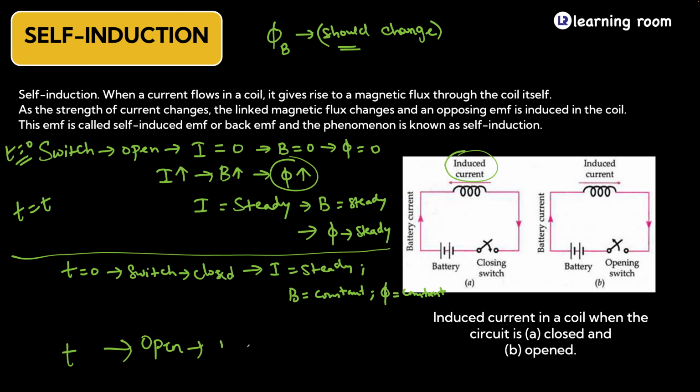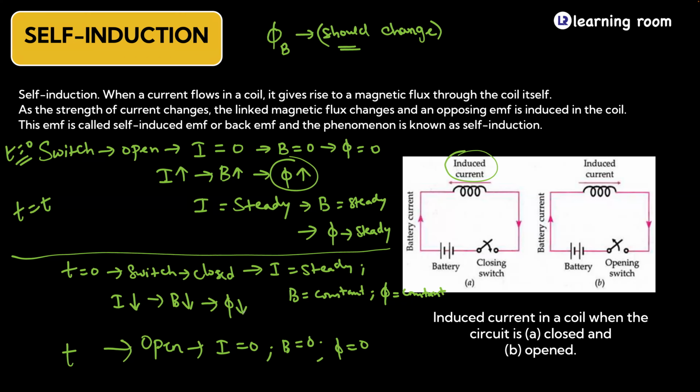After the switch is open, current is going to be 0. When current is 0, magnetic field will be 0. When magnetic field is 0, flux is 0. So what is happening? The flux is actually having a higher value. From the higher value, it is coming down to 0. So in the intermediate process, the current is decreasing. Due to the decrease in current, magnetic field is decreasing. And due to the decrease in magnetic field, flux is decreasing. So there is a change in flux taking place with respect to time.